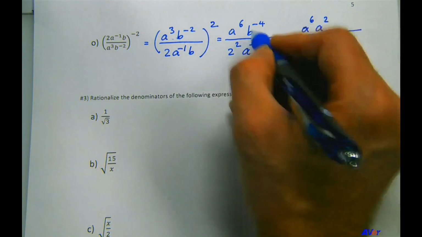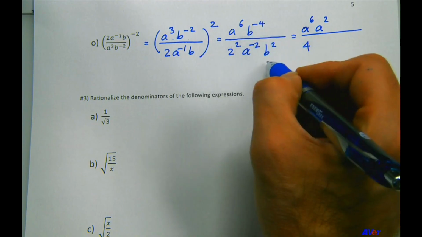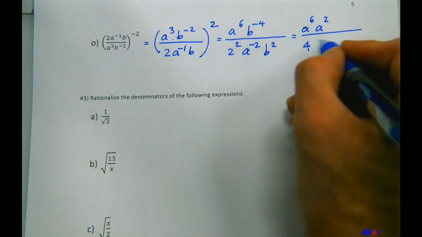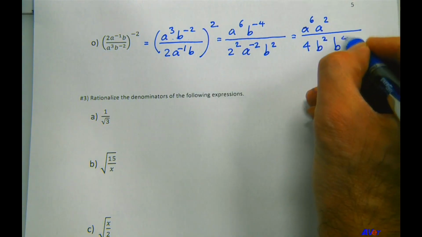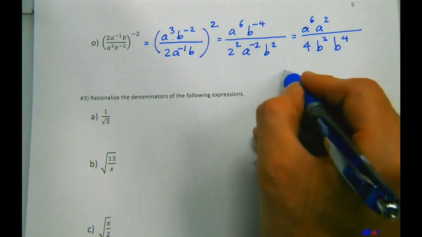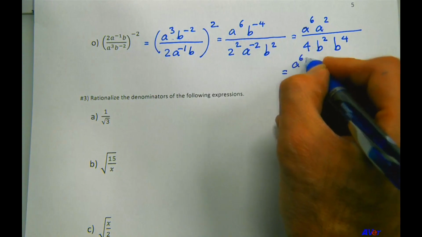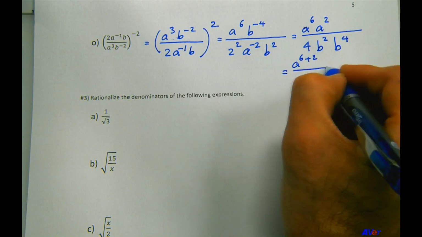Now, with respect to b terms, would you move b squared up or b to the negative 4 down? Well, if you said move b to the negative 4 down, you're absolutely correct. So b squared times b to positive 4. Okay, so a to the 6 times a squared, we add the powers, right? Because the bases are the same thing, a.